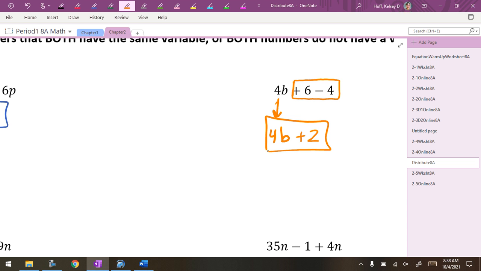Then just drag it straight down like we did with the 4B. If you don't have to do anything to it, just drag it straight down.